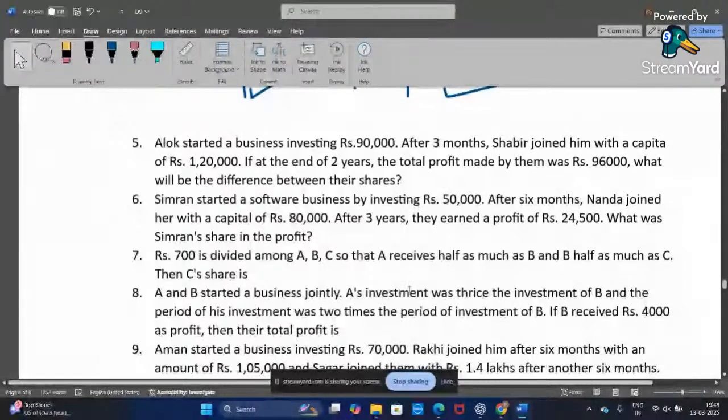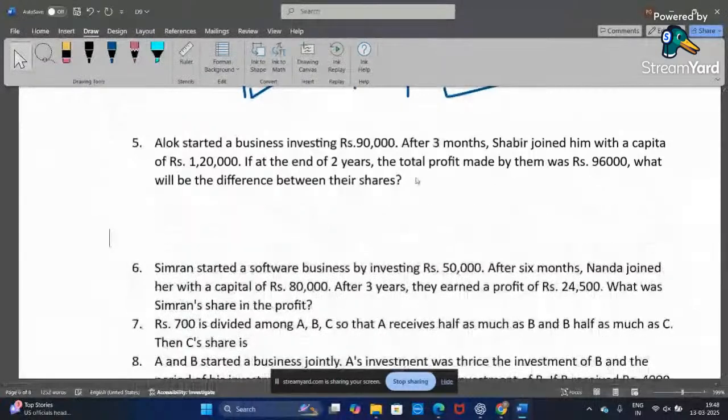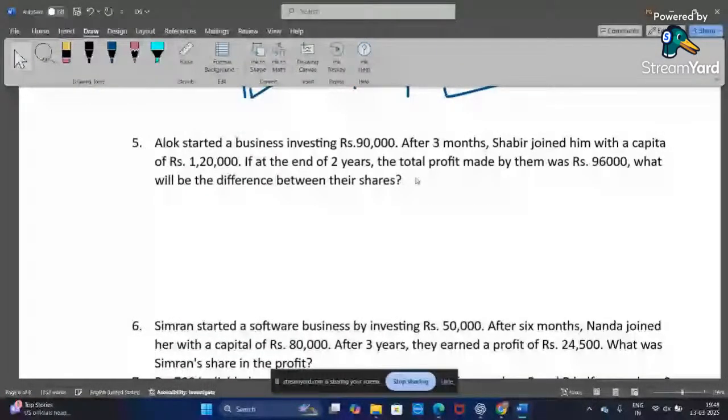In this, I'll just explain the answer. Try to solve by yourself. Alok started a business investing 90,000. After 3 months, Sabir joined with him with a capital of 1,20,000. See, here they are completing 2 years. In between, after 3 months, Sabir has joined with a capital of 1,20,000.